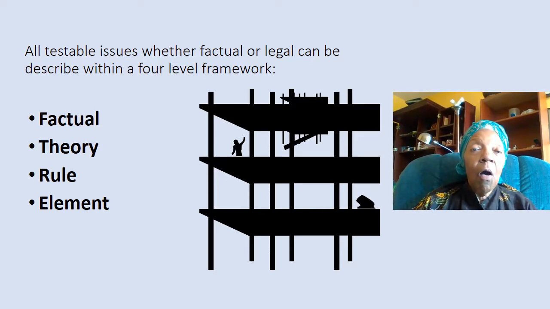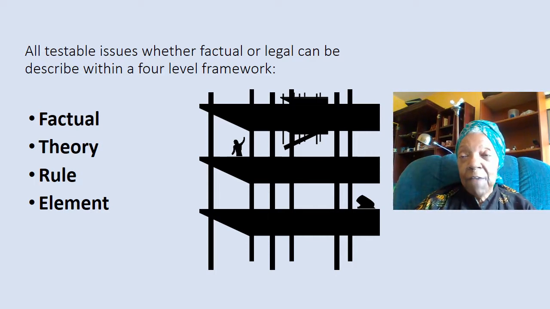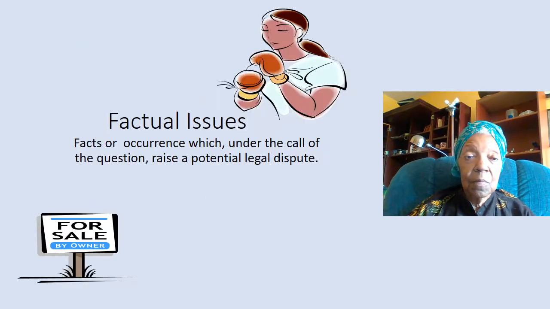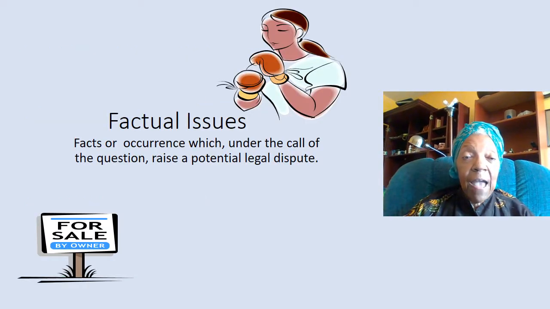So all testable issues fall into a four-level framework. They're either factual issues, theory issues, rule issues, or element issues. Factual issues are facts or occurrences which, under the call of the question, raise a potential legal dispute. And I cannot emphasize that enough. It's under the call of the question.